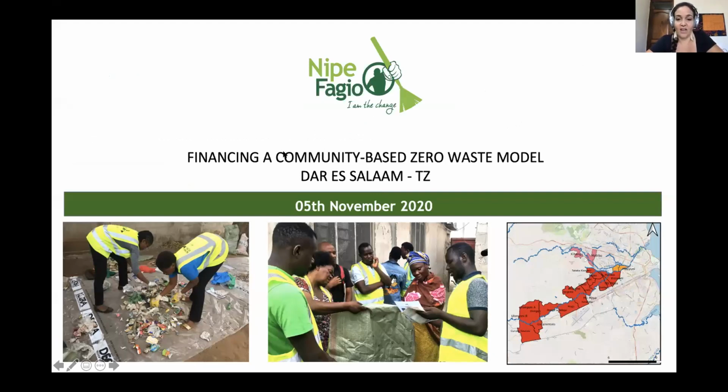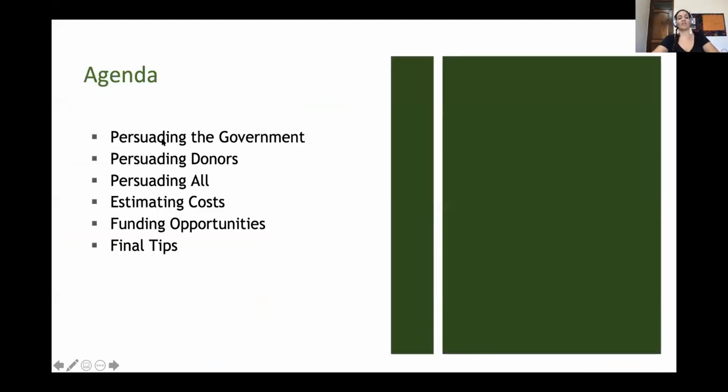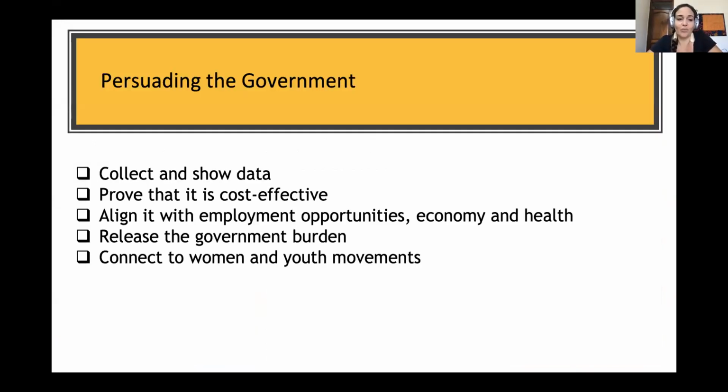So I'm going to talk a little bit about some tools that you can use to persuade the government, some tools to persuade donors, and others to persuade everyone, estimating costs, and then funding opportunities, and then final tips, starting with persuading the government. I'm talking about this based on our experience here in Tanzania, so it may be different in different locations, but I think this may apply to a lot of people.